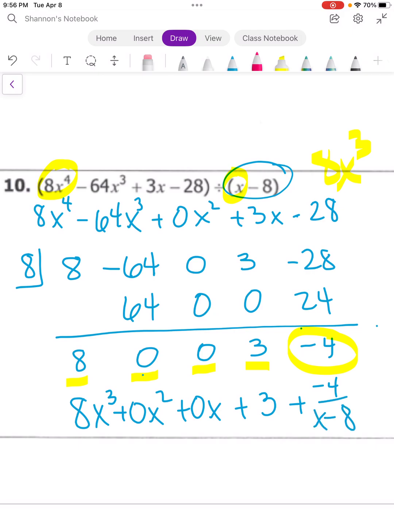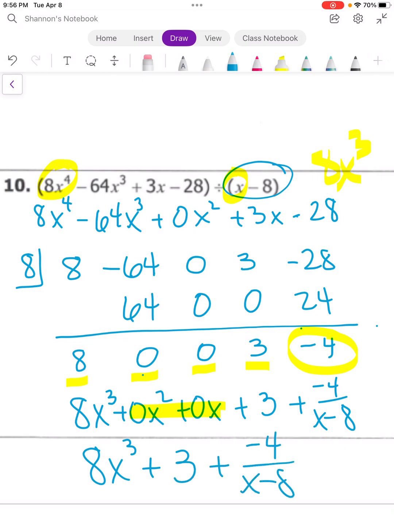Now you do not need these zeros here. Like for my answer, I'm not going to write them, kind of like for the original problem. They weren't written in it. It's not simplified. So I'm only going to have 8x cubed plus 3 plus -4 over x minus 8. I showed them here so that you could kind of see how all the zeros lined up for each different term.